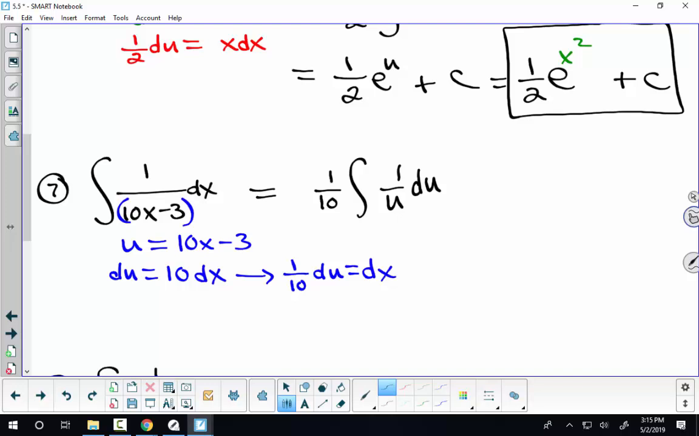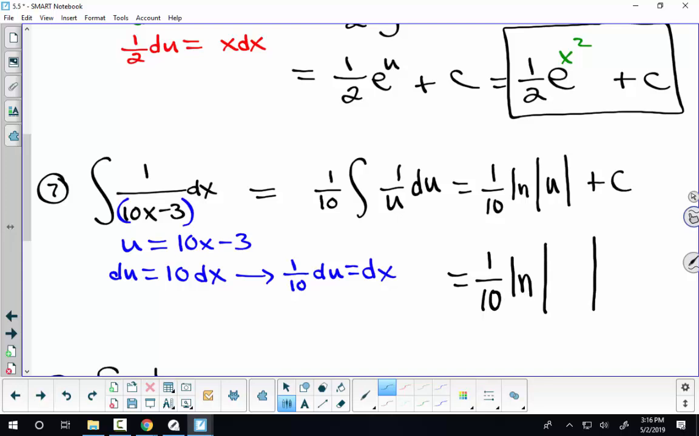So even though we're able to substitute that, then we have to look, is that something I can take the antiderivative of? Can I take the antiderivative of 1 over u with respect to u? Yeah, it's just the natural log. So this is 1/10 times the natural log of the absolute value of u. And so our final answer is 1/10 natural log, absolute value of 10x minus 3.